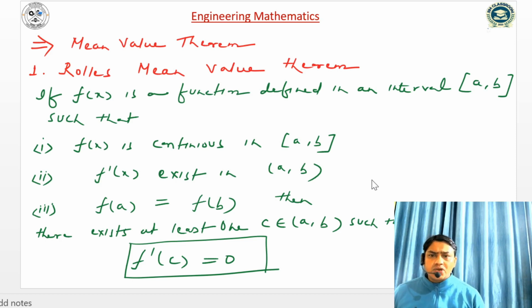So what I said, Rolle's theorem suggests that if a function is defined in an interval a to b, there are three conditions to apply Rolle's theorem. The first one is the function should be continuous in closed interval a to b. The second condition, that f dash x exists in open interval a to b, and the functional value at x equal to a must be equal to the value at x equal to b. Then in between a and b there is at least one point where our f dash c value is equal to 0.